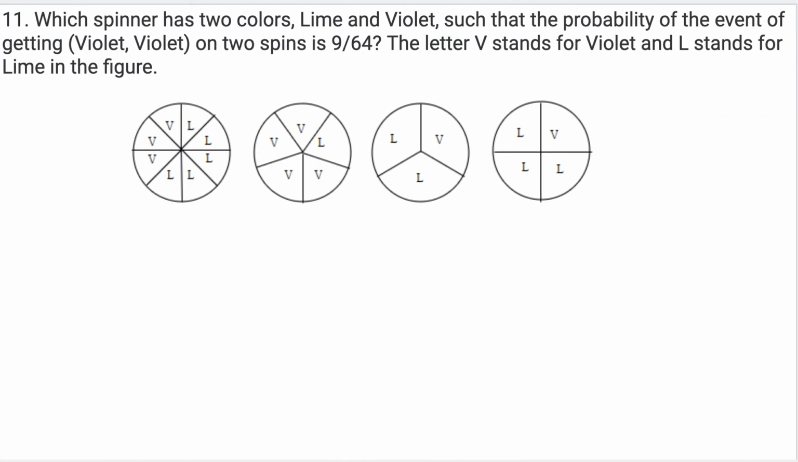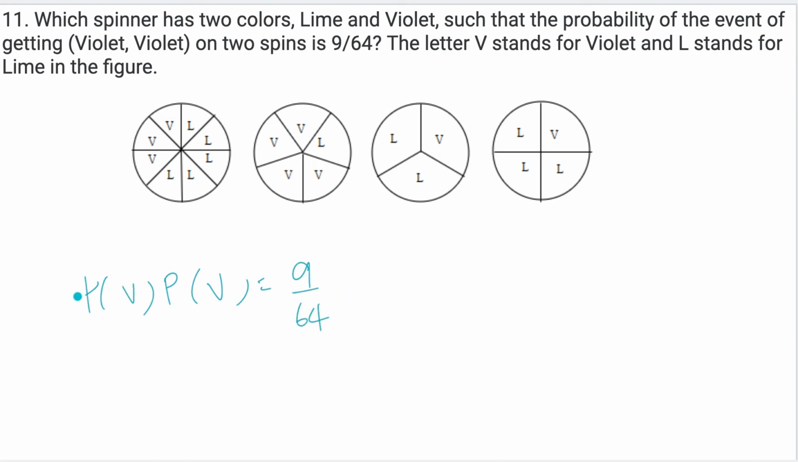Now I think this is the last problem. Which spinner has two colors, lime and violet, such that the probability of the event of getting violet on 2 spins is 9/64. So getting violet on 2 spins has to be 9/64. What does that mean? That means the probability of getting violet and getting violet again is 9/64, right?